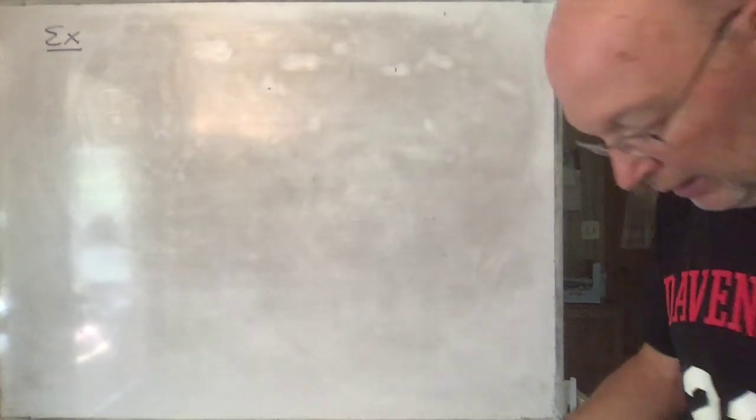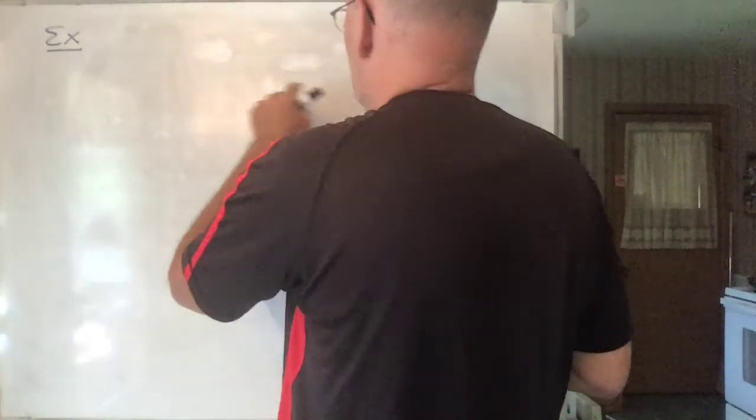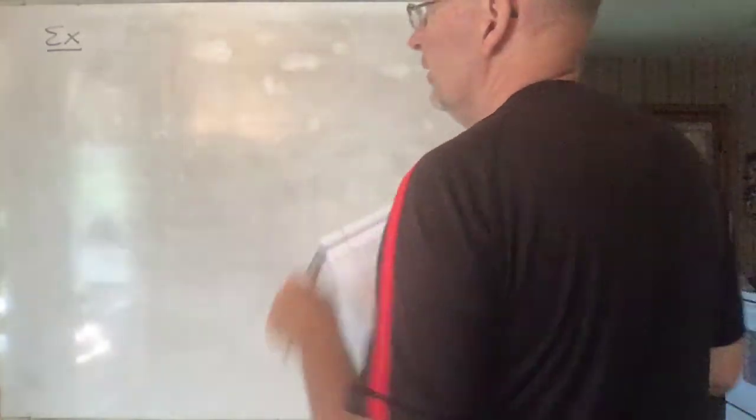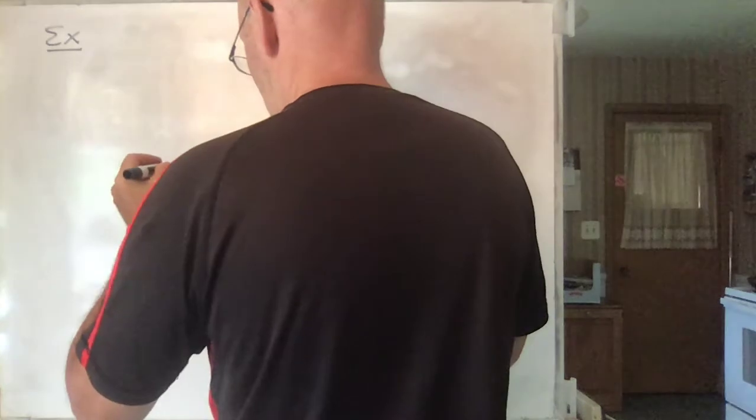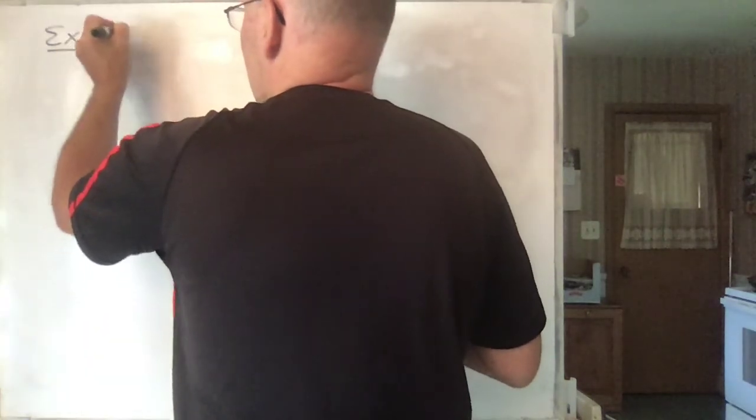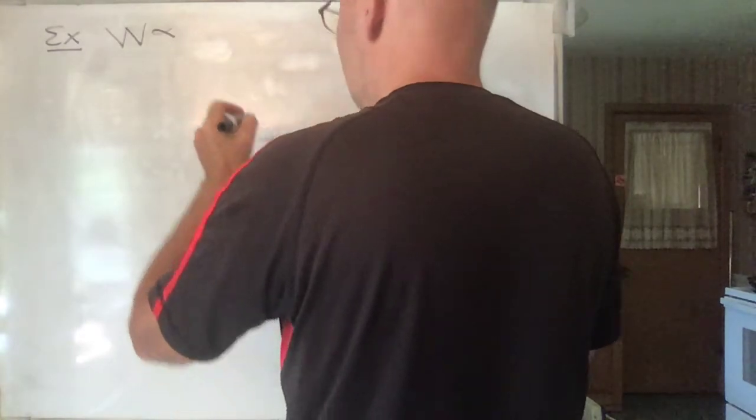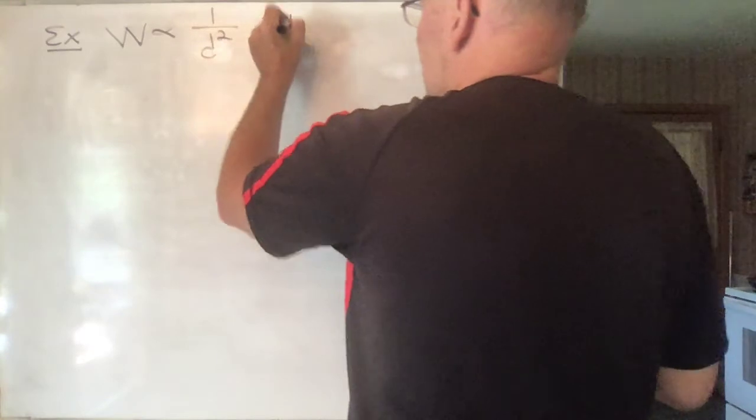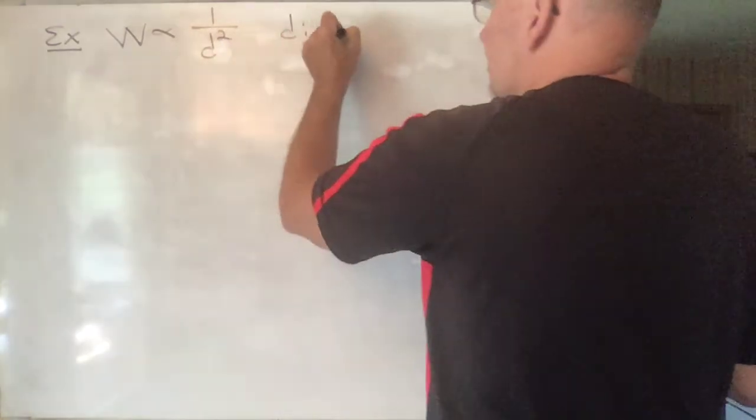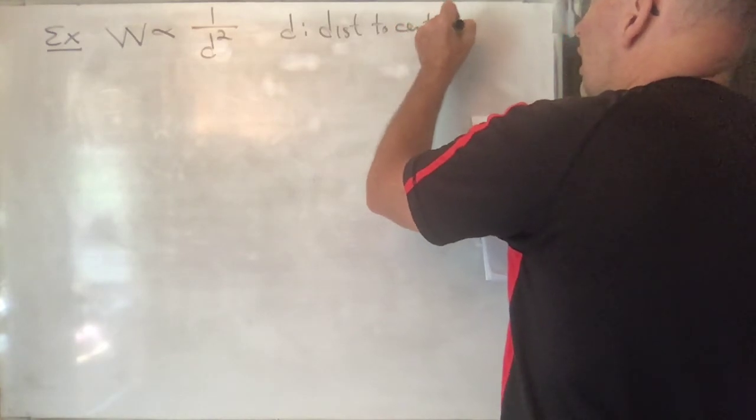Okay, there are a lot of problems like this. You've got a course enrichment project, a CEP, that has a lot of good problems like this that you're going to be working on. Here's another relationship. The weight, a person's weight, is proportional to 1 over d squared, where d is the distance to the center of the object.